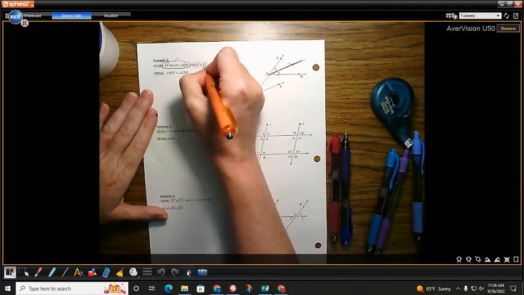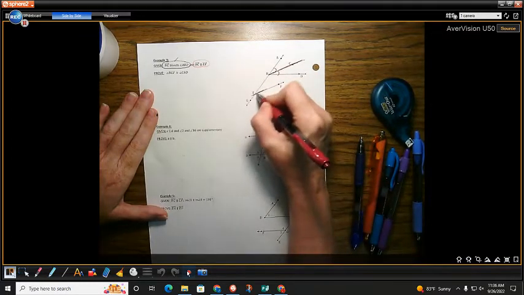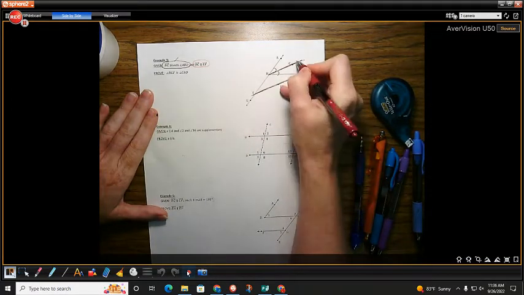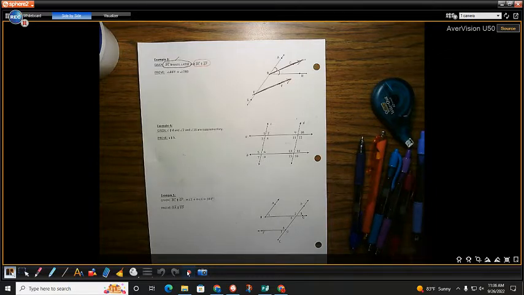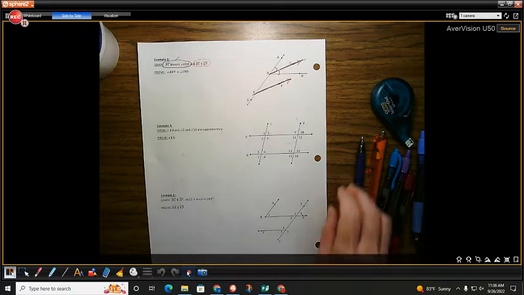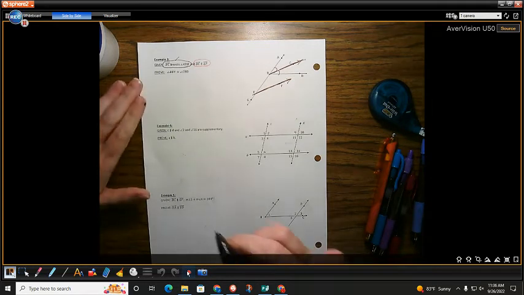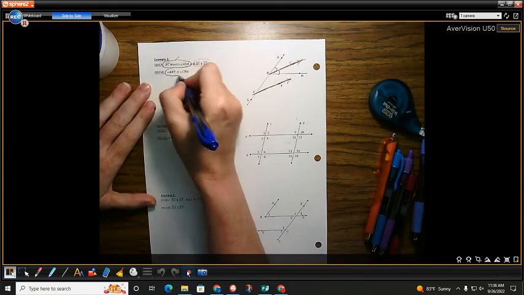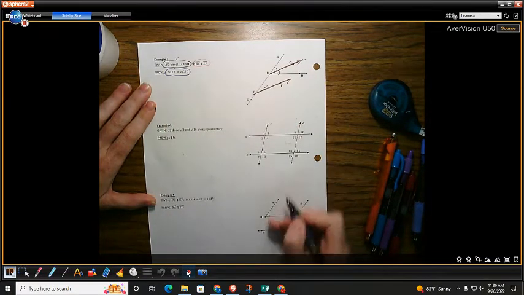I also know that BC is parallel to EF. That's this guy. And so now I've marked the things that are given. What should I look for next? What we're trying to prove. So I'm going to try and prove BEF, that's this guy, is congruent to CBD.